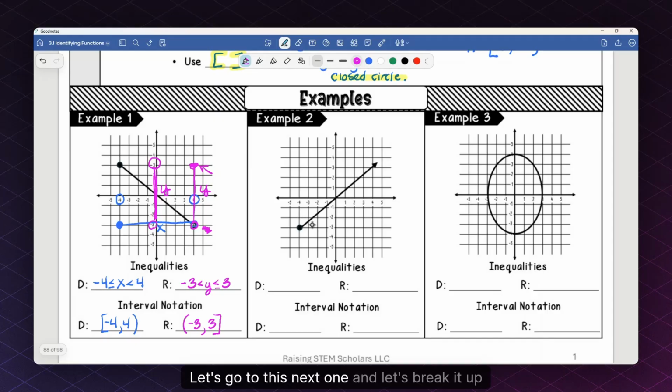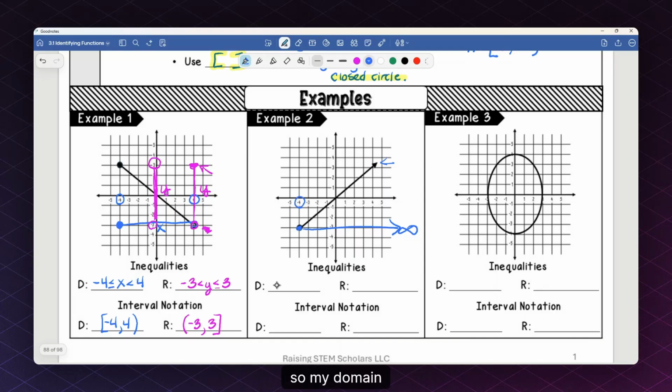Let's go to this next one and let's break it up into its components. We have a closed circle down here. Now, look at this. We can see that this is going on into infinity. When it shows an arrow like that, we know that this is going to infinity. So it's going to positive infinity, 92 million miles worth. It is starting here at -4.